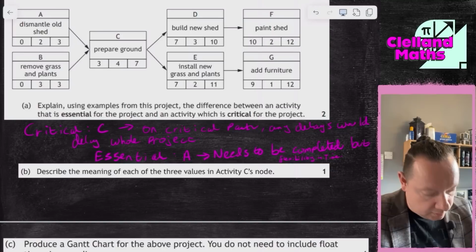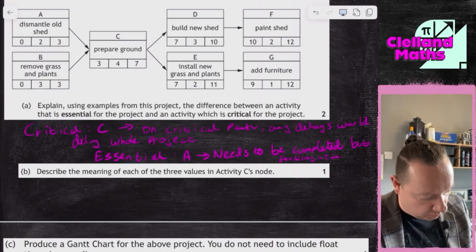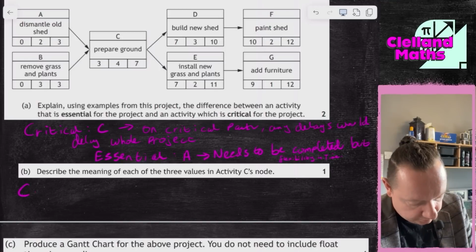And we're done there. Describe the meaning of each of the 3 values in activity C's node. So the node is just these 3 numbers here. Looking at activity C, we've got 3, 4, and 7.